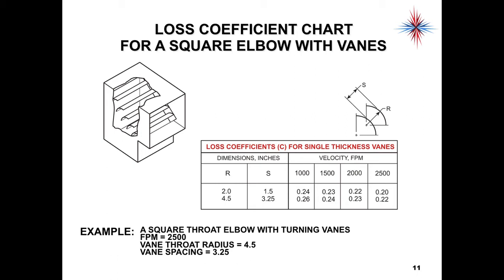We have another chart here. This slide shows the SMACNA loss coefficients for transitions. This is also on handout 4, which I'll have in the online material. So a square throat elbow with a turning vane has a velocity of 2,500 FPM. The vane throat radius is 4.5. The vane spacing is 3.25.